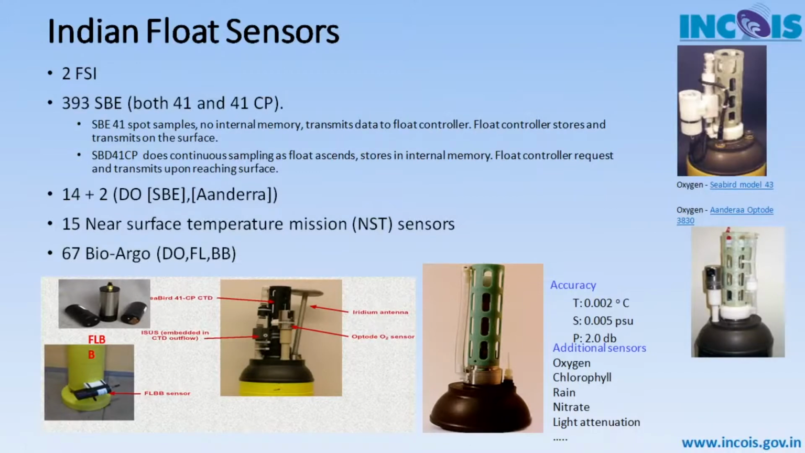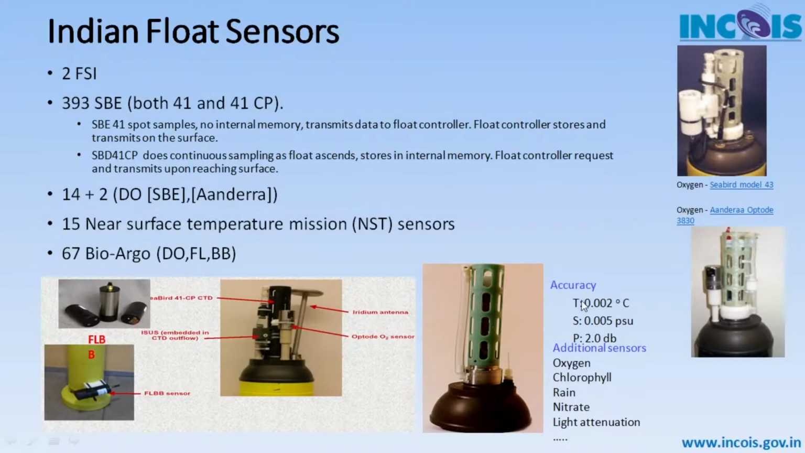which can be used very well for studies related to validation of sea surface temperatures from satellites, and also defining bulk temperatures, skin temperatures, things like that. And we have also deployed 67 BioArgo floats, which include dissolved oxygen, fluorescence, and backscattering. So you can see the different types of sensors, how they look, which are fitted onto the Argo floats.